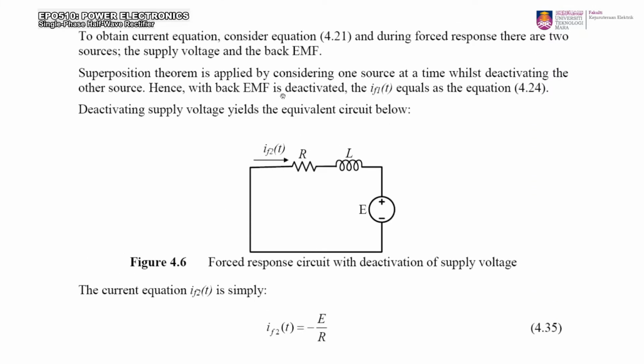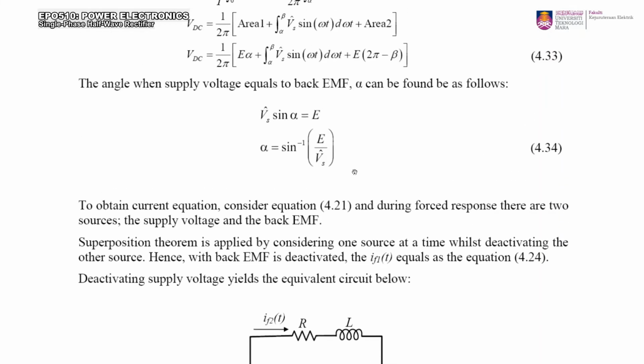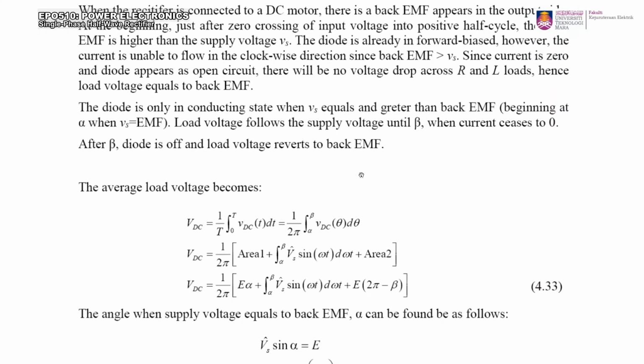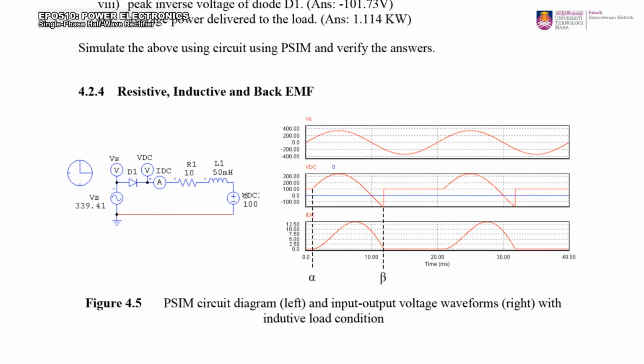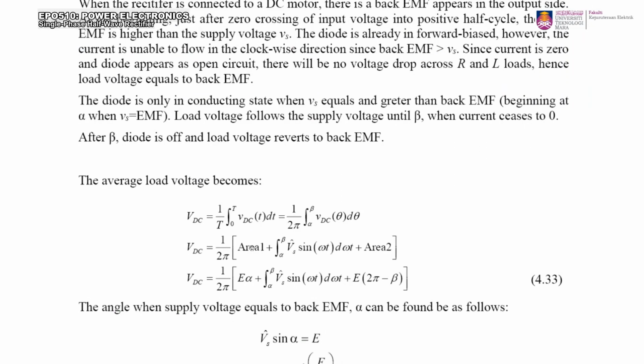All right, so I mentioned here IF1 deactivated. So you have to consider one source at a time. For the first one, you're going to deactivate the DC source here. You just short circuit, and therefore this is very much similar to the section before when we have supply voltage, R plus L, and that gives you the same equation as previously presented.